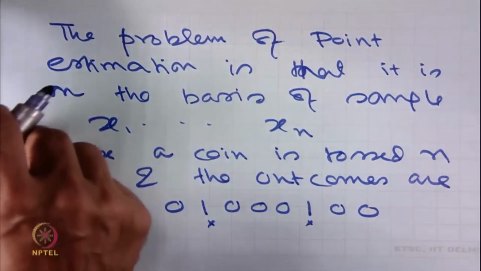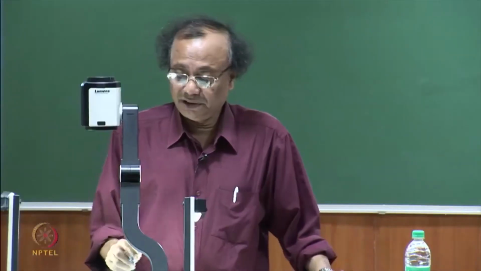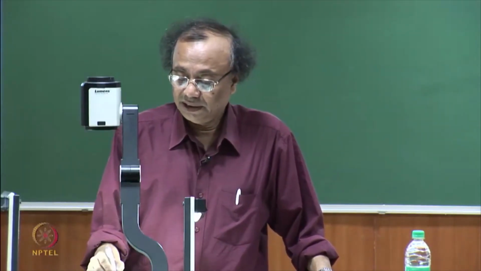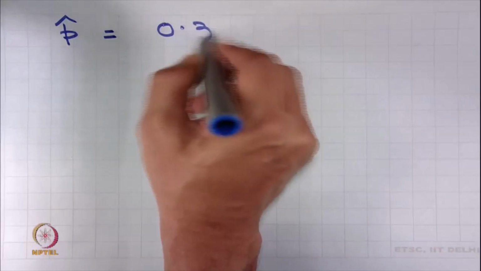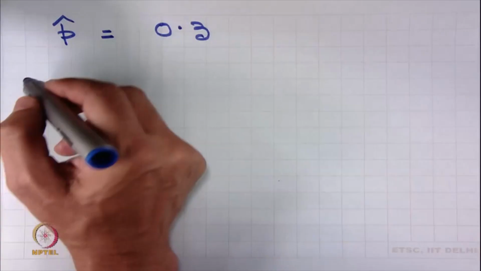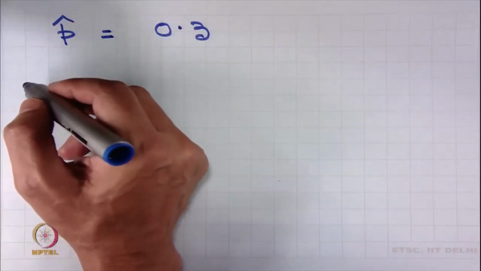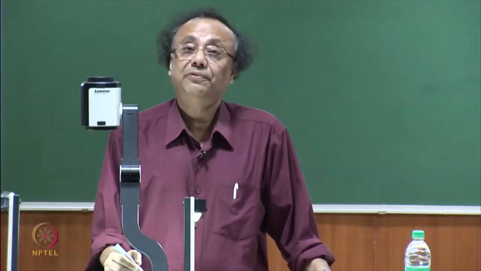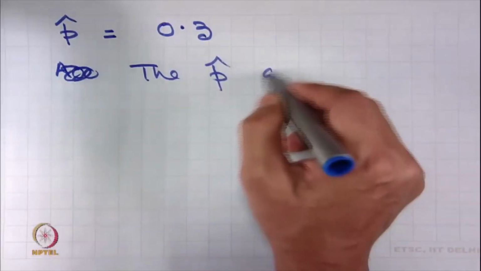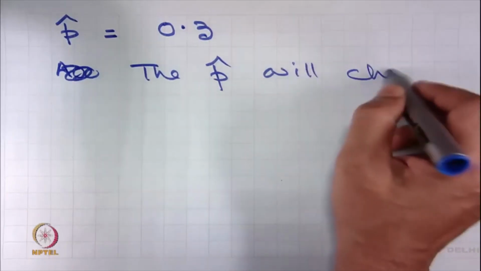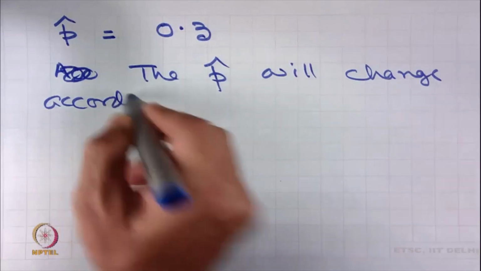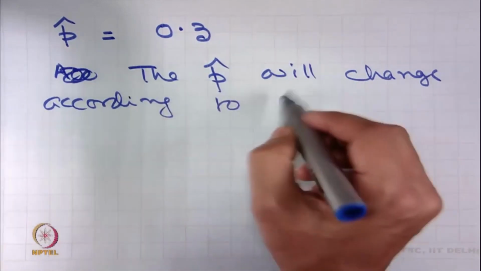Based on that, if we try to estimate p, then p hat comes out to be say 0.3. But suppose we make another experiment of the same coin, there may be 4 heads or there may be 5 heads, and accordingly the p hat will change according to the number of samples.